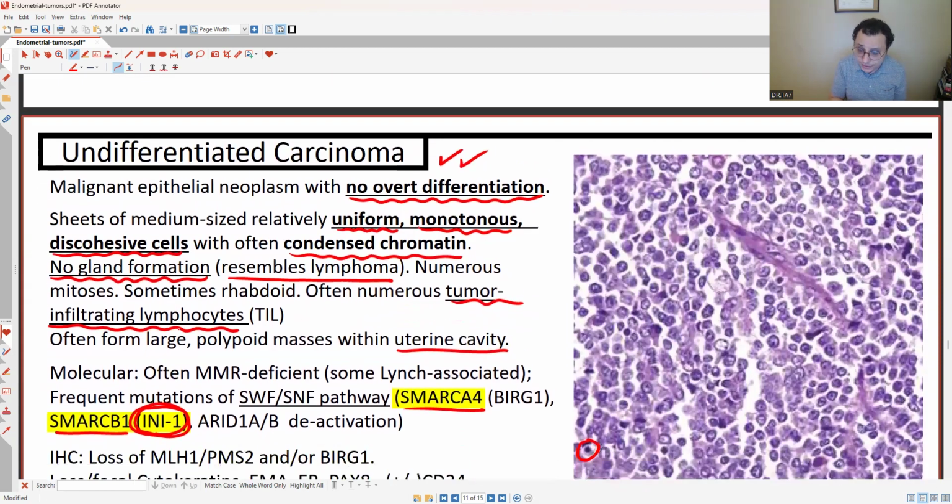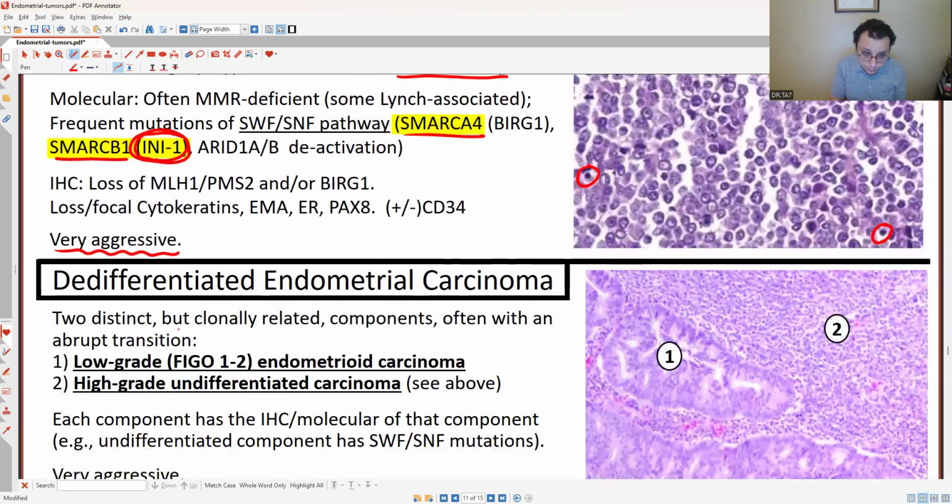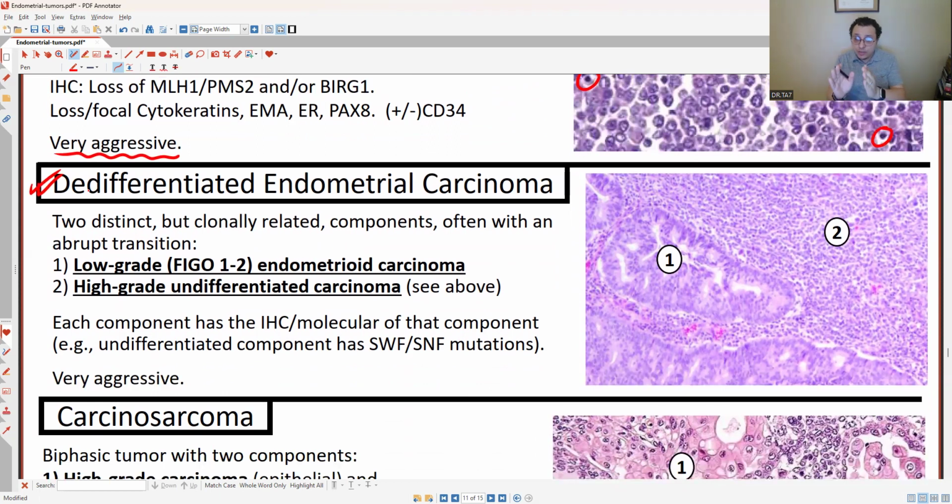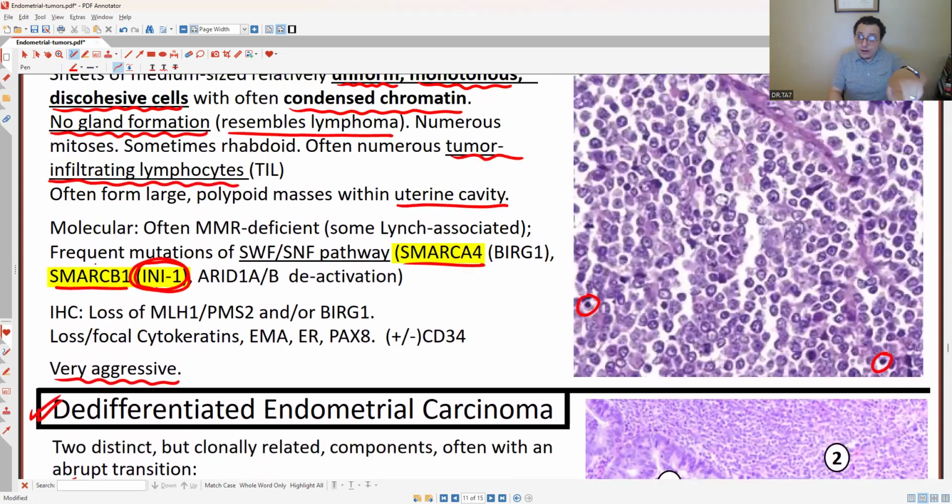I never saw that in a question, honestly, in the Q banks for the boards. There you go. That's dedifferentiated endometrial carcinoma. Dedifferentiated endometrial carcinoma means that you are lucky enough to see the primary endometrial cancer there, like endometrioid adenocarcinoma, and then you see an abrupt, sudden dedifferentiation into a dedifferentiated carcinoma. So you see two distinct components under the microscope. Number one is a low-grade endometrioid adenocarcinoma, FIGO 1 or FIGO 2. And then you see another area which is high-grade undifferentiated carcinoma, like the one you see above.